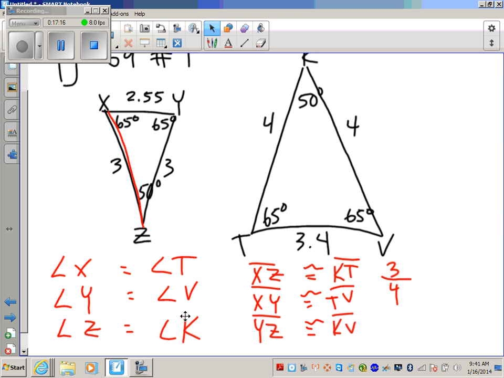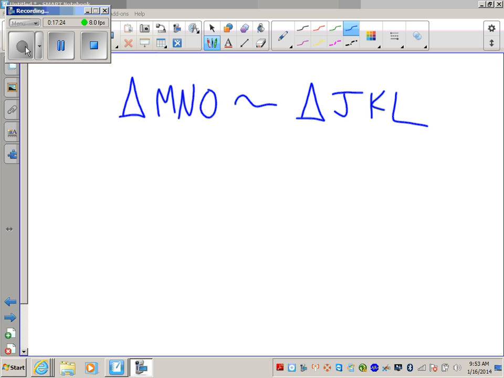Here's a major clue for you. They tell you that they're similar. This sign here means that they're similar. The order in which they tell you that it's similar matters. So when they say MNO and JKL, M goes with the J, the N goes with the K, the O goes with the L. So by them telling you that it's similar, they're already giving you a major clue.